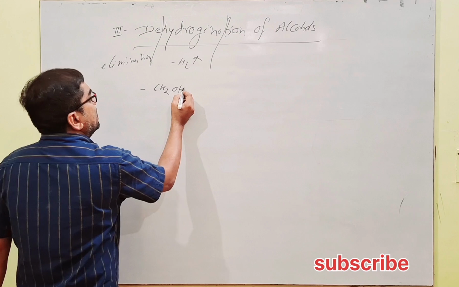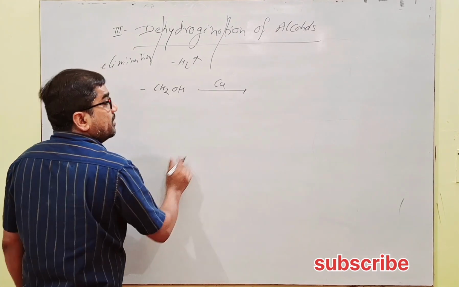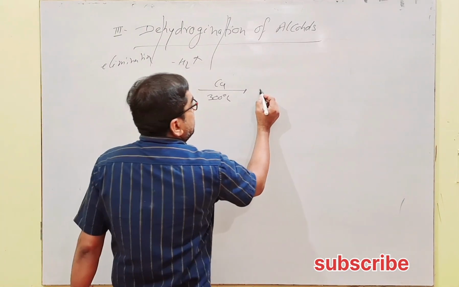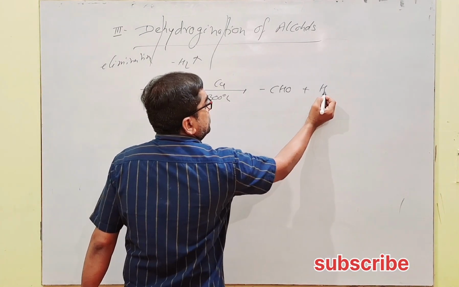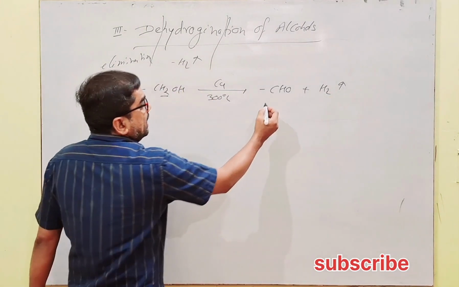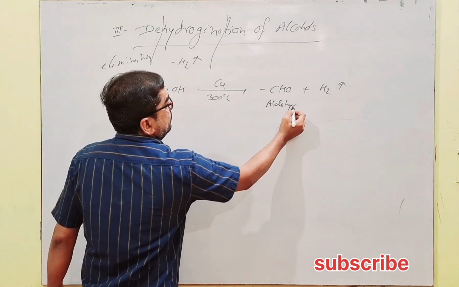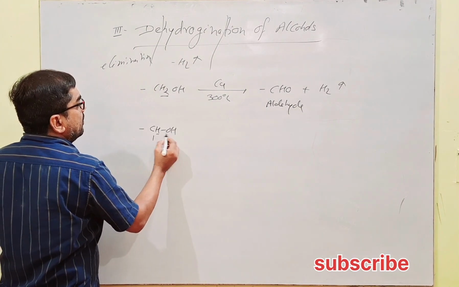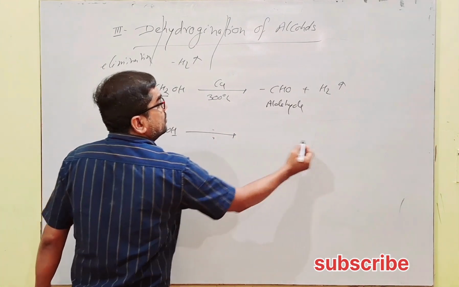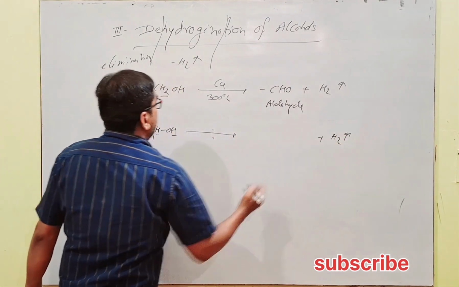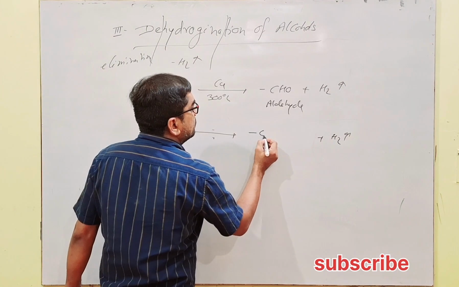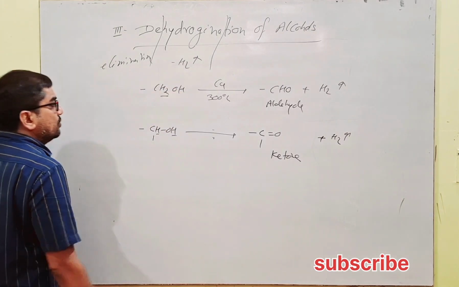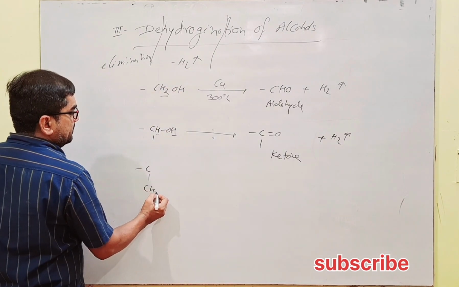This is CH2OH, when heated in the presence of copper at 300 degrees centigrade, elimination of H2 results in CHO. Aldehyde is formed. When secondary alcohol is taken like this, then again elimination of hydrogen as byproduct with formation of C double bond O. Ketone is formed. Secondary gives ketone.